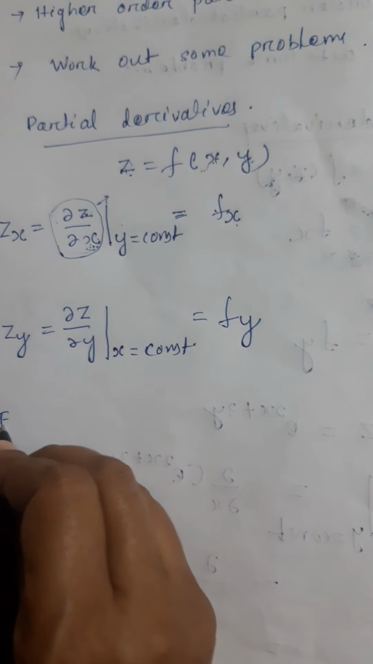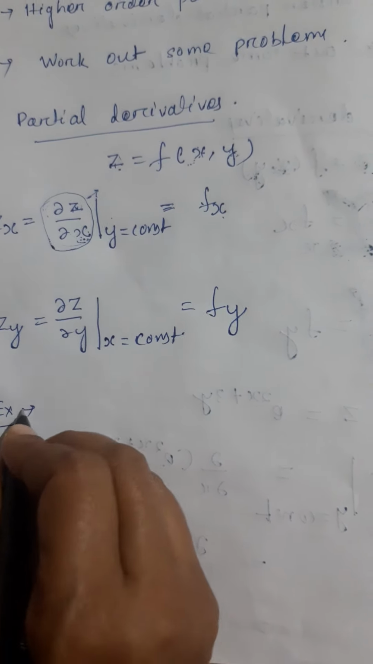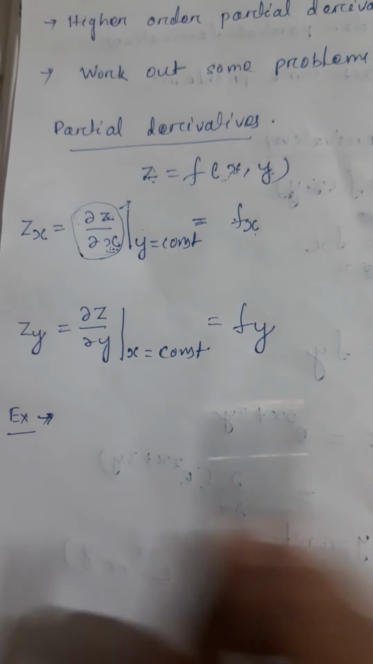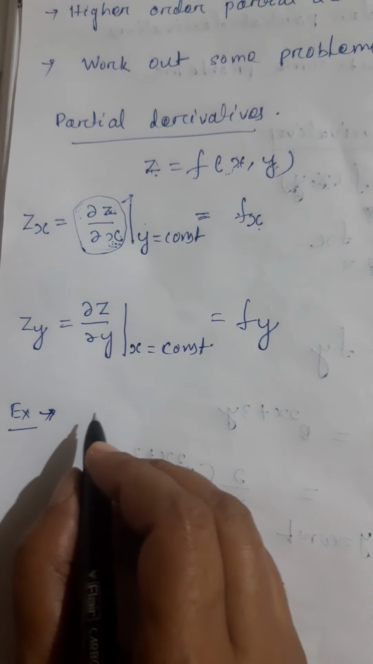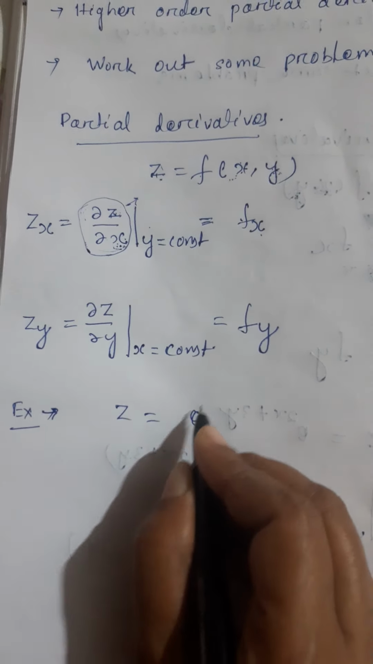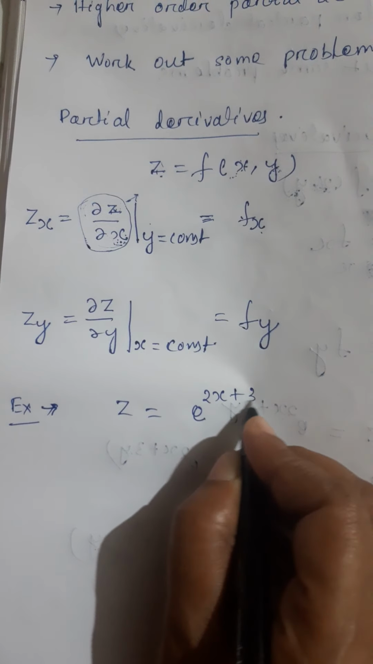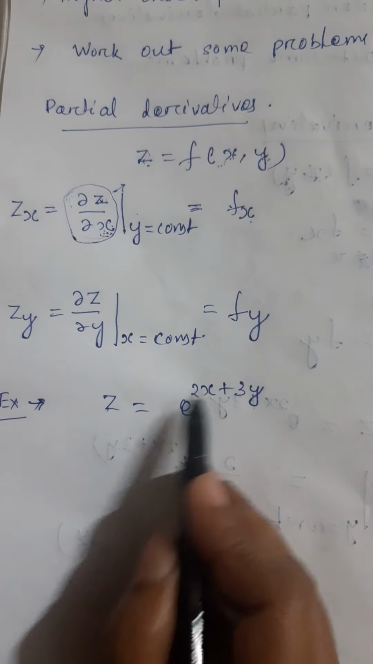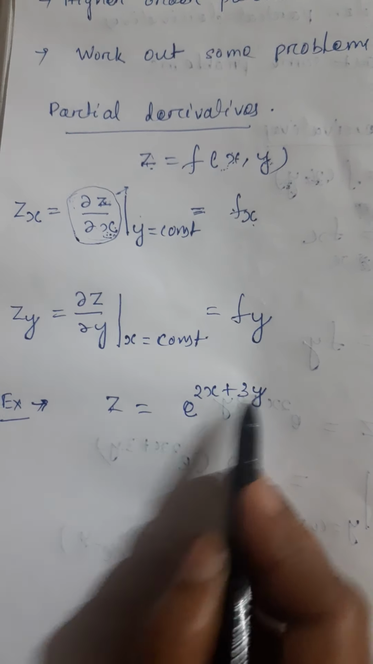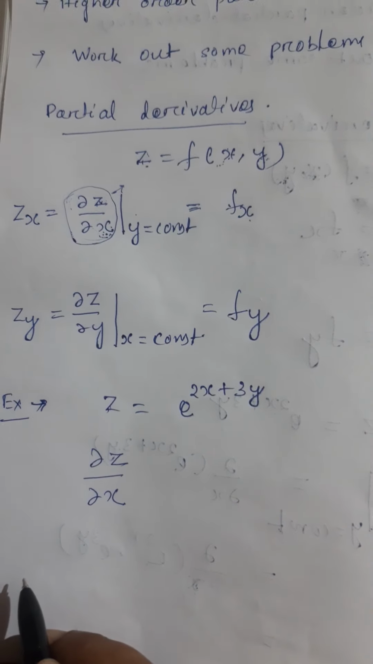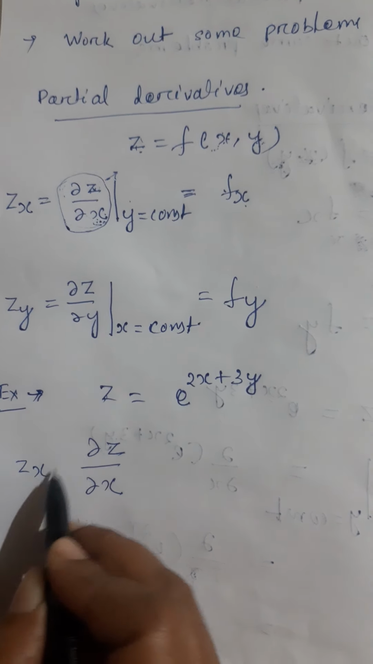Okay. So let me help you understand higher order partial derivatives by taking a simple example. Suppose z is equal to e to the power 2x plus 3y. Here z depends upon both x and y. So we can differentiate z with respect to x. That is your zx.